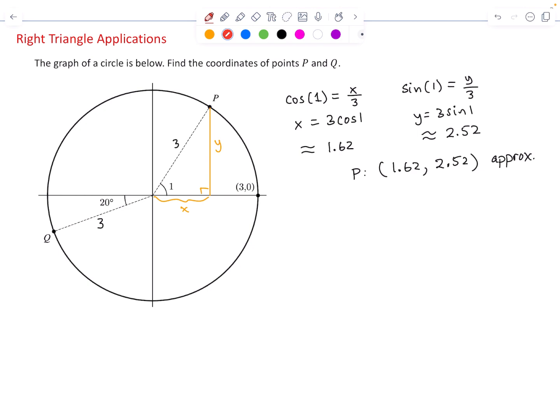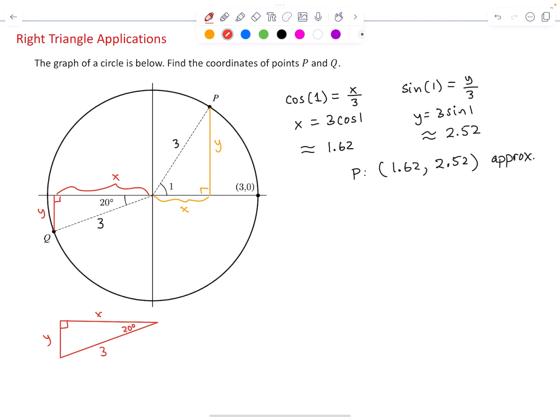Now let's focus on point Q. Again, I can make a right triangle by dropping a vertical straight down to point Q from the x-axis, and then finding these x and y coordinates, these legs. Now we know point Q is in the 3rd quadrant, so I know that the answers for x and y should both be negative. However, if I extract this right triangle and analyze it out of context, I know one interior angle is 20 degrees, and the hypotenuse is 3.